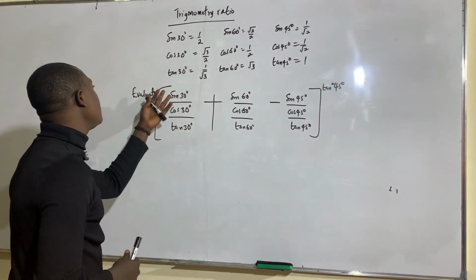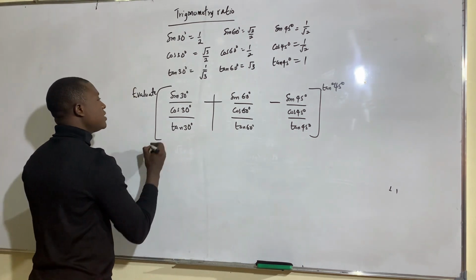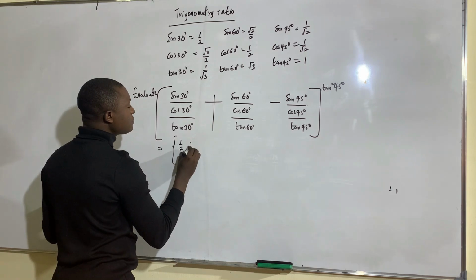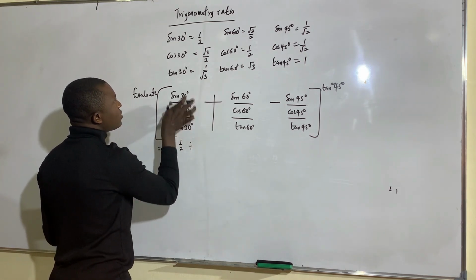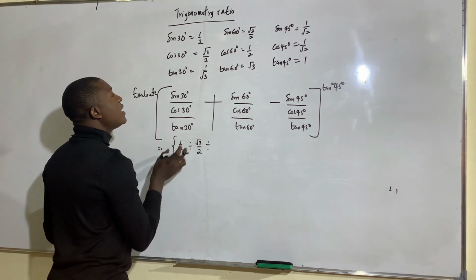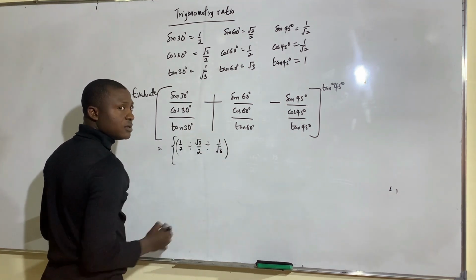So we have already all the values one after the other. You can just make a simple substitution. For the first one, sin 30 is 1/2 divided by cos 30, which is √3/2, divided by tan 30, which is 1/√3. That's the first one, right?